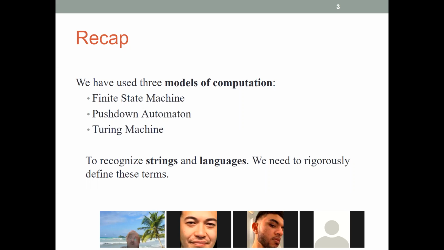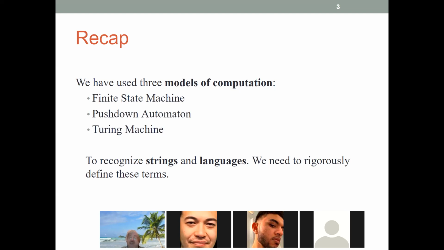b to the n, c to the n. A finite state machine could recognize a to the n. We don't know what n is, but it's an arbitrary number. The finite state machine has no trouble with that language, a to the n.